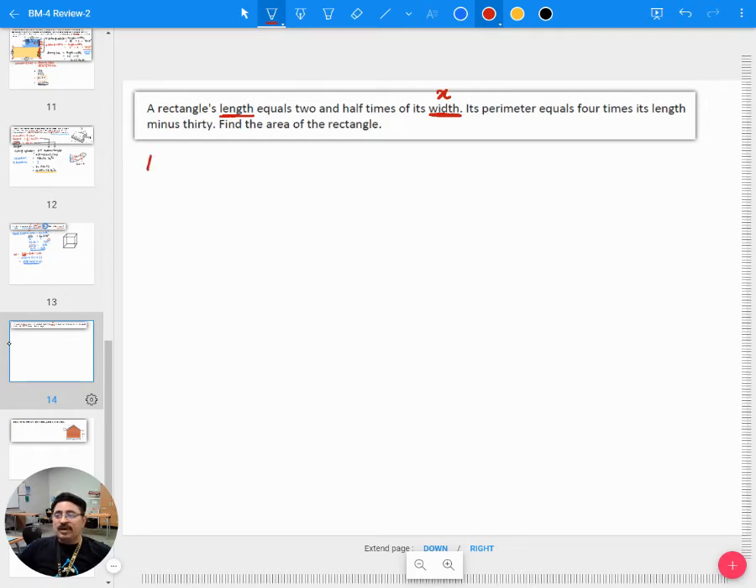So let's say the width of the rectangle equals x units. Now, don't hesitate to write the whole statement. You write it: length equals, my bad, some part is missing, 2.5 times its width.